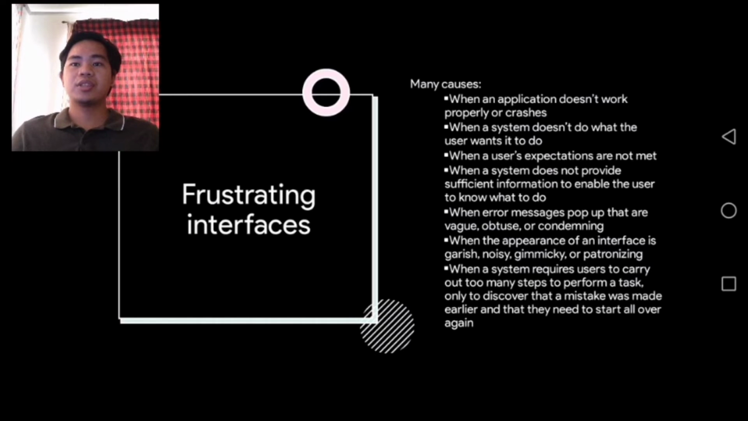When error messages pop up that are vague, obtuse or condemning. When the appearance of an interface is garish, noisy, gimmicky, and patronizing. When the system requires users to carry out many steps to perform a task only to discover that a mistake was made earlier and that they need to restart all over again.